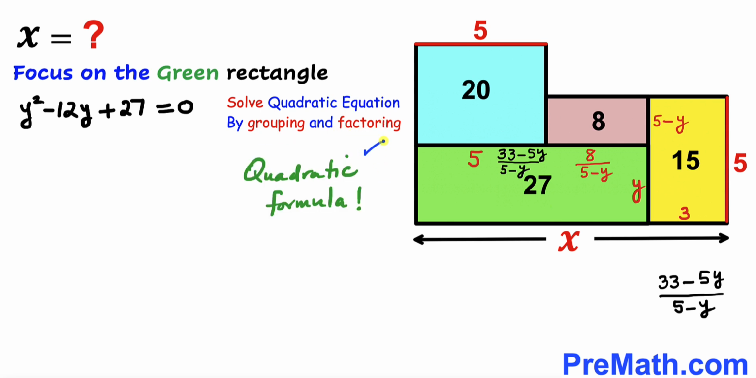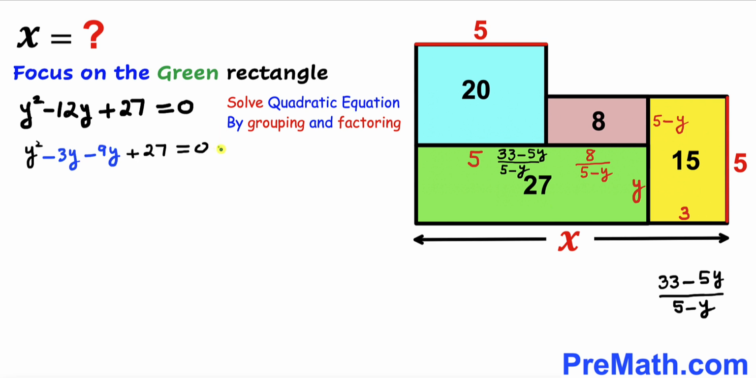You may use the quadratic formula to solve this given quadratic equation as well. Now let's focus on this middle term, negative 12y. It could be tweaked as negative 3y minus 9y. As you can see in this next step, I have replaced this negative 12y by this one. And now we can see we have y in common between the first two terms, and negative 9 is common for the last two terms.